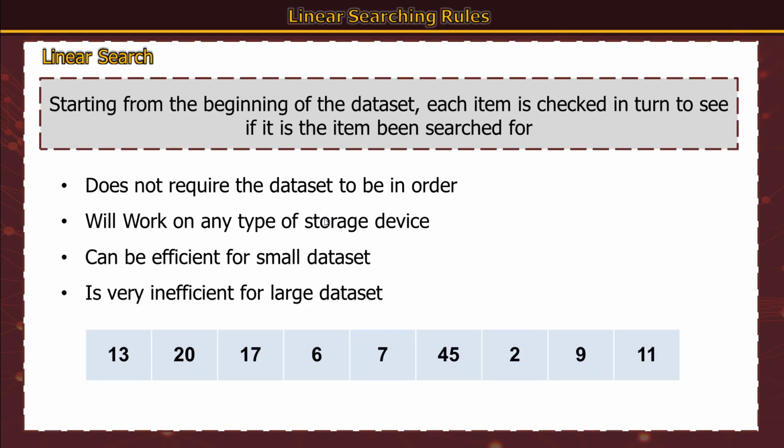So moving forward, okay, to recap, a linear search starts from the beginning of a data set. Each item is checked in turn to see if the item is the one that we are looking for. The advantages: it does not require the data set to be in order. It will work on any type of storage device. It can be very efficient for small data sets. It is very inefficient for large data sets, and that is to summarise what you need to know for your exam.